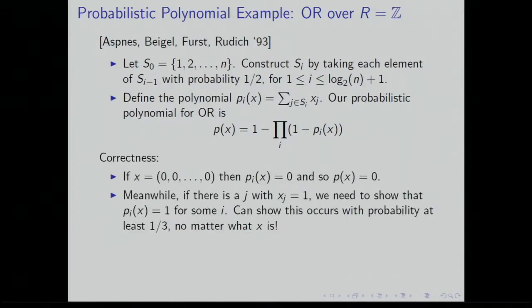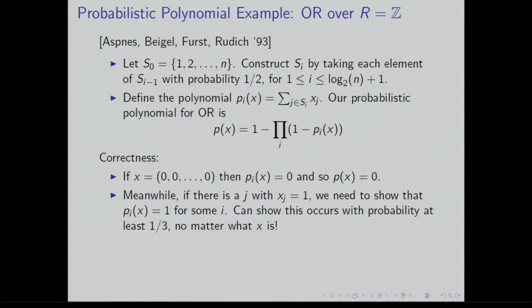So let's see why this actually works for the OR function. First of all, if the input is the all zeros vector, then each of these p_i's is just a sum of zeros, so it's 0. And this is 1 minus a product of 1s, which is 0, just like we want. What I'm going to show is that for any other input x with at least a 1 in it, this polynomial evaluated on x has at least a 1/3 chance of outputting a 1. To show this, I'll show there's at least a 1/3 chance that there's some i for which p_i is 1, because then that term in this product will be 0, and so it'll be 1 minus 0, which is 1, like we want.